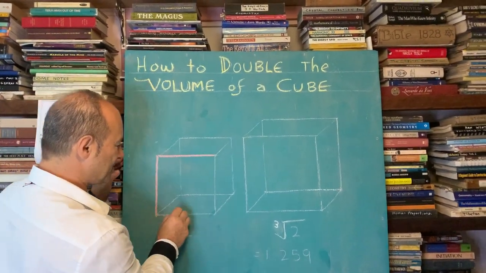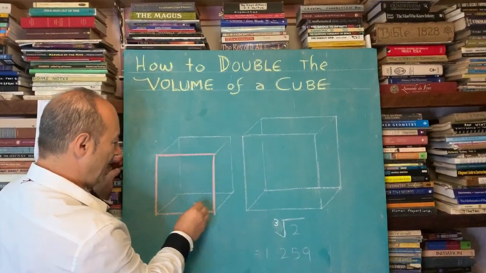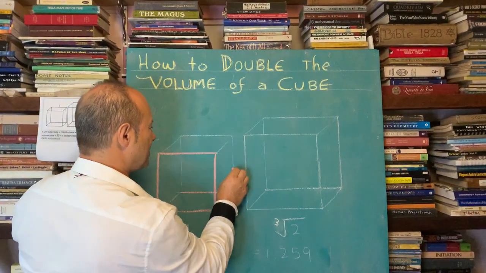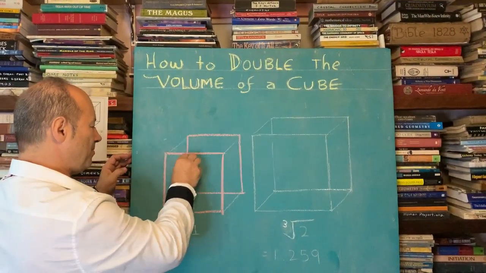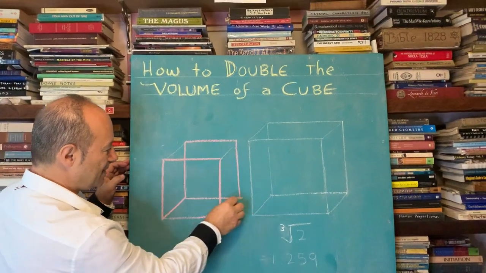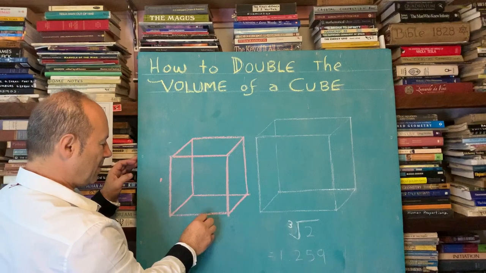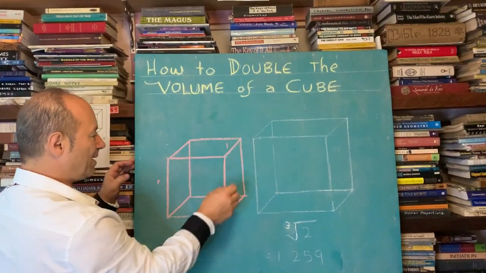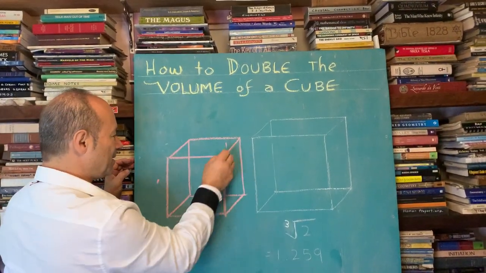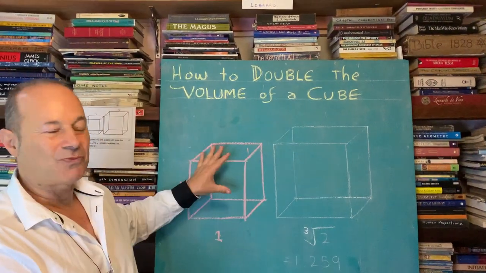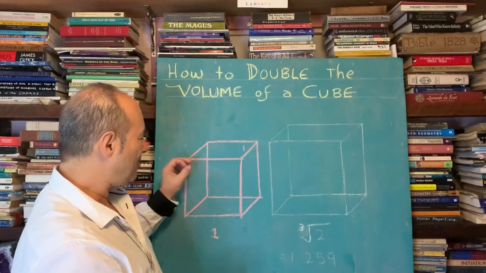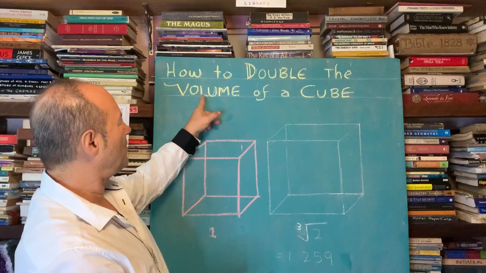So if the side of this square is 1 and we go into 3 dimensions, we can call this a unit cube, because the 3 sides, the length, the breadth and the width, everything that you see here is 1, 1, and 1. If everything is 1 times 1 times 1, the cubic volume of this is 1. The puzzle was how to double the volume of a cube.